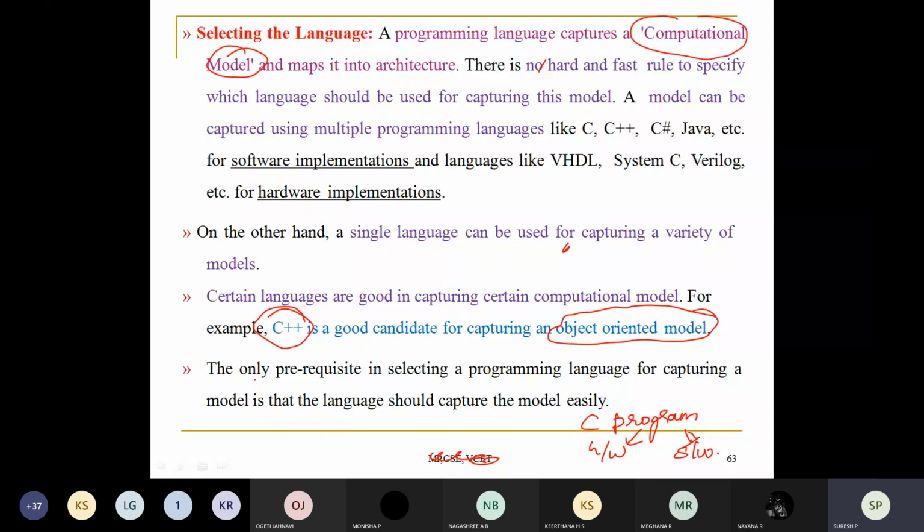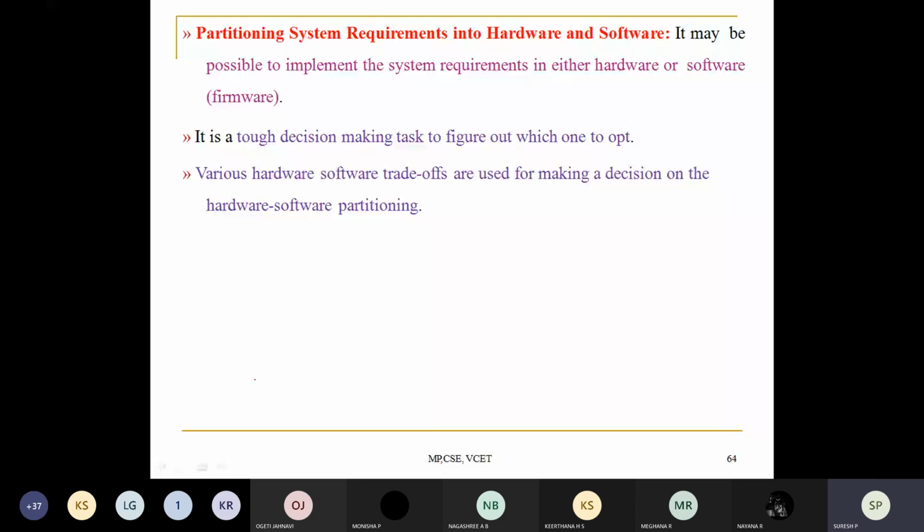Next, we partition the requirements into software and hardware. When you talk about partitioning system requirements of an embedded system, they are basically categorized into two types. A requirement is going to be implemented either at the software side, or at the hardware side.